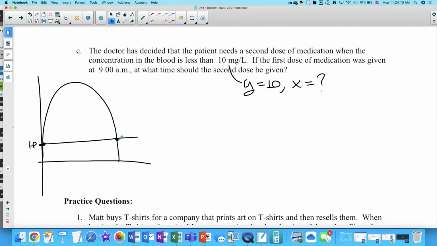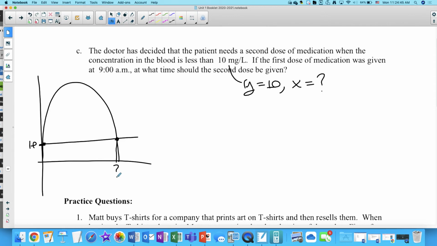Now, on the TI, if you know the y value and you want an x value, you have to graph a horizontal line and then find an intersection point. So we're going to graph a horizontal line at y equals 10. I'm going to go back to y equals. I'm going to go down to y2. And I'm going to graph that horizontal line. All right, there we go. And this is the value that we're interested in.